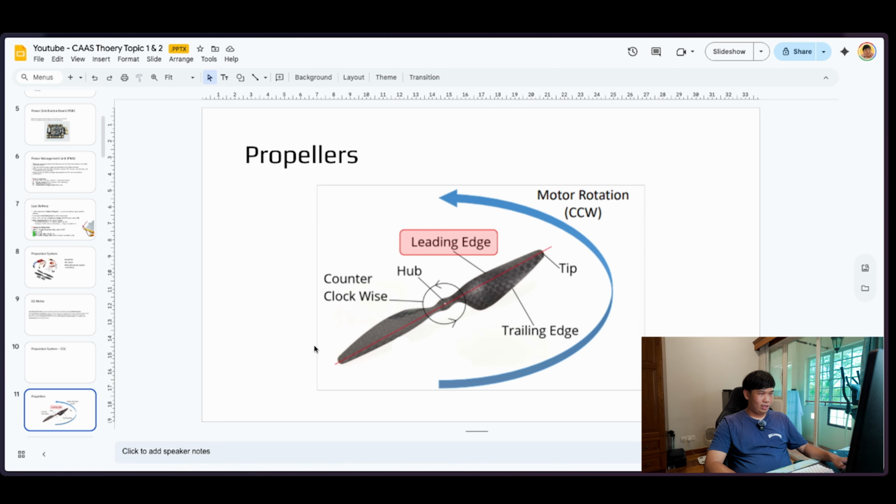Propellers. This one is a bit to explain. The tip is here. This is the leading edge. Then the rotor, the clockwise direction. The trailing edge. The hub.